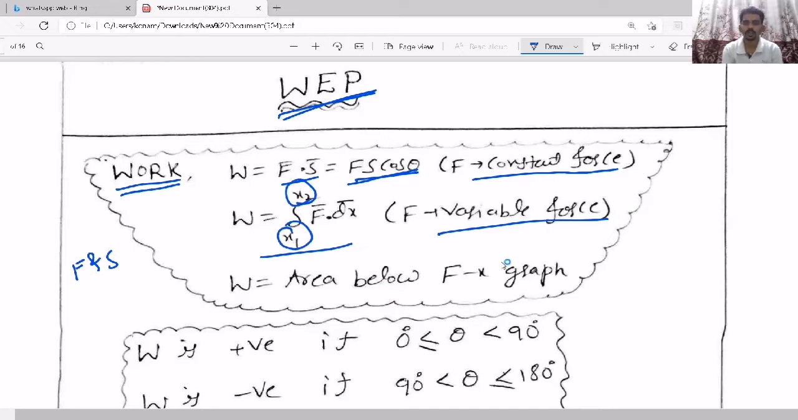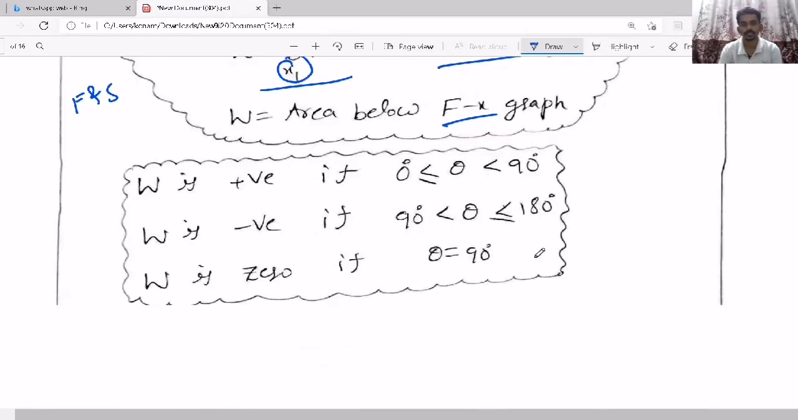Then also you can find the work done from the graph. So from the graph, how can we find this? From the F-x graph, we can find the work done. That is, the area below the F-x graph is equal to work done. If there is a force versus displacement graph, then the area is equal to work done.